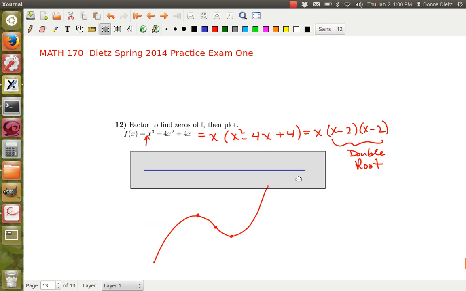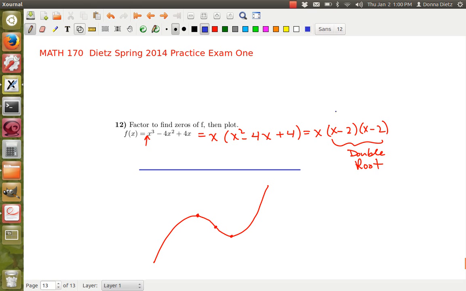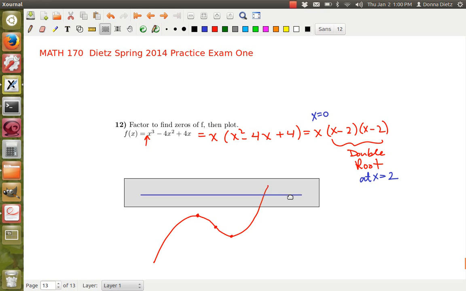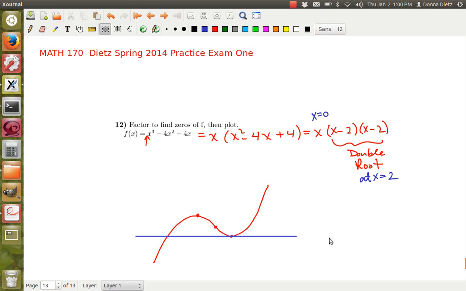We have a root. Where's our root? We have a root at x equals 0, and I have a double root at x equals 2. So which of these situations are we talking about? We're talking about the single root first and then the double root. So this is what it looks like. And so this is x equals 2, and this must be x equals 0. And so if you want to plot that, there you go.